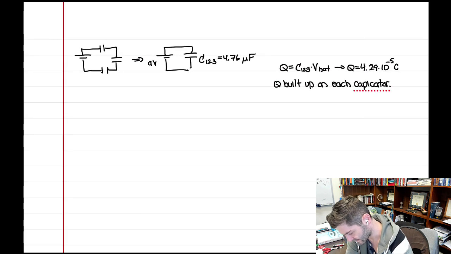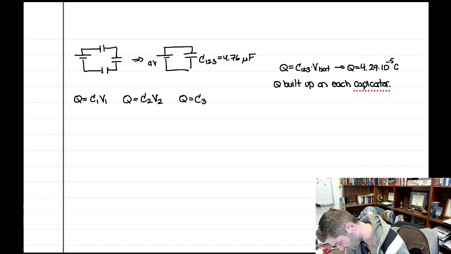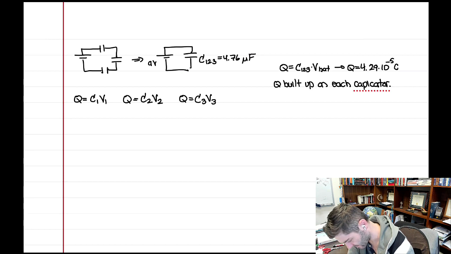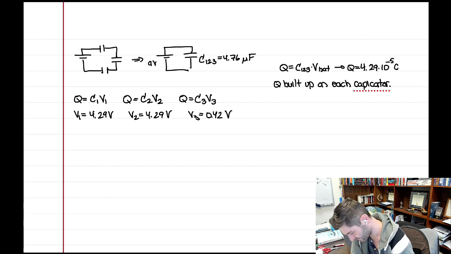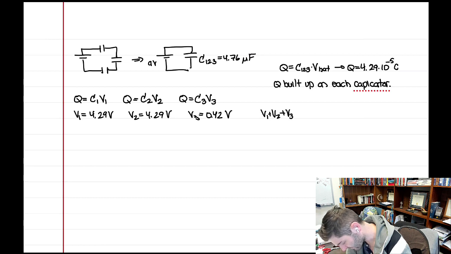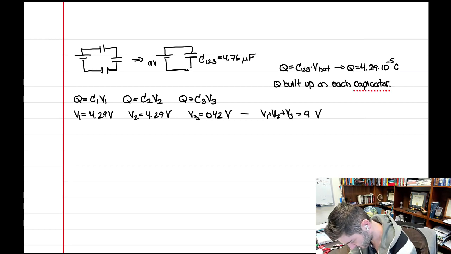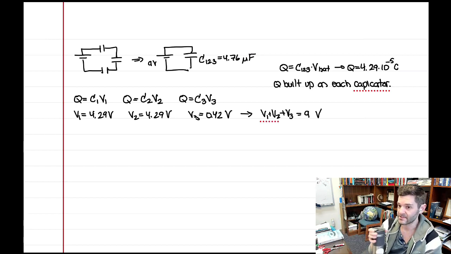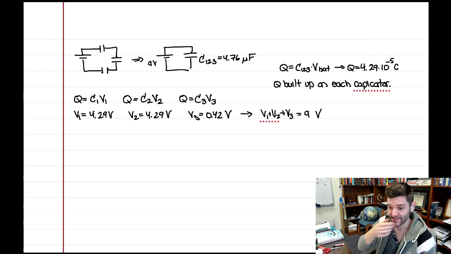But if we know Q and we know the original capacitances, that's not too hard to show. Because again, if Q equals C1 times V1, the same charge equals C2 times V2, and the same charge equals C3 times V3. And I know C1, C2, and C3. You can show that V1 is about 4.29 volts, V2 is about 4.29 volts, and V3 is about 0.42 volts. And notice that V1 plus V2 plus V3 is 9 volts, as must be the case. Again, the 3 capacitors inside the equivalency brand box indeed mesh with what we should expect, as if it were just one big old capacitor.